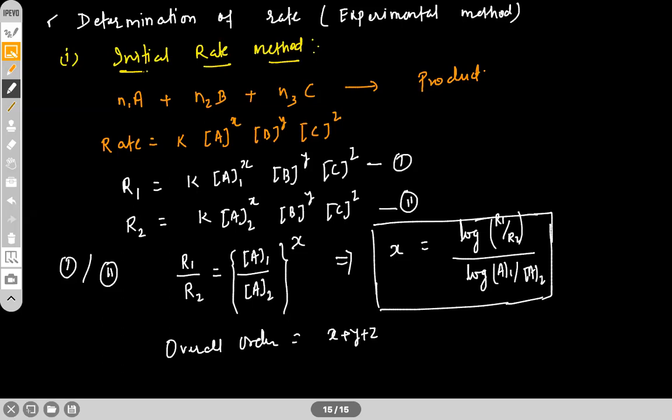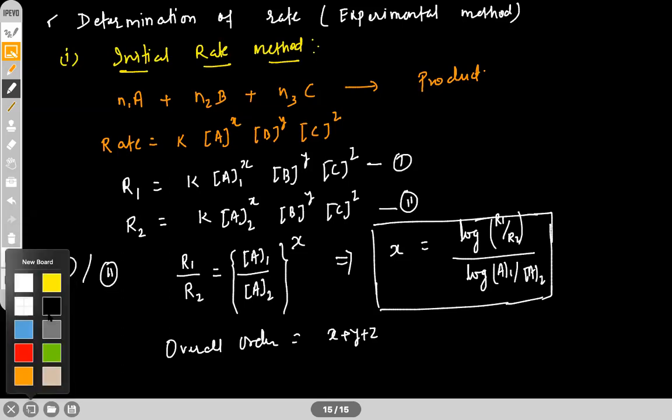Okay, this is the first experimental method. This one is important. You'll get questions on this also. Easy questions, all the data will be given, you just need to observe. Next, the second method by which we can find out the rate of the reaction, experimental method, is Van 't Hoff differential method.